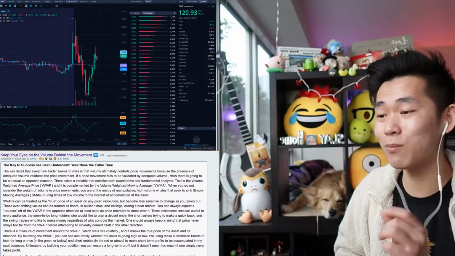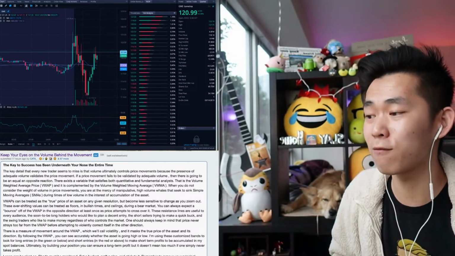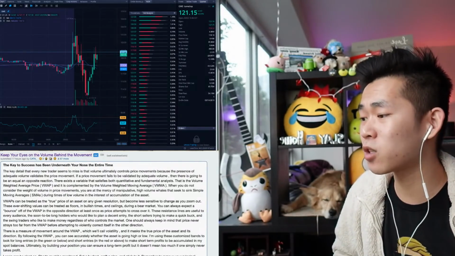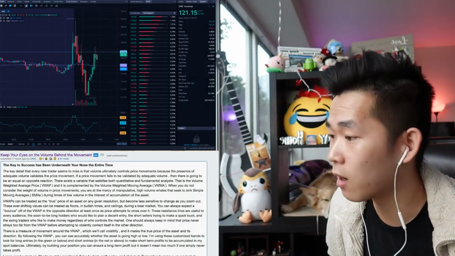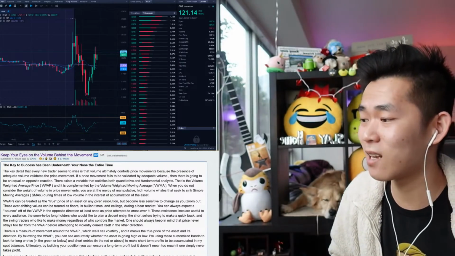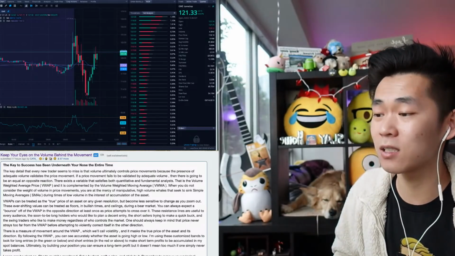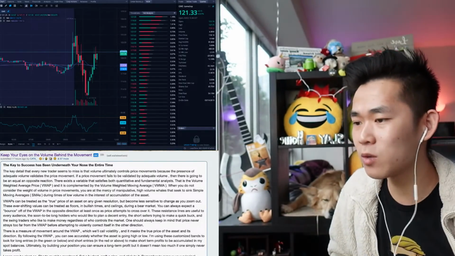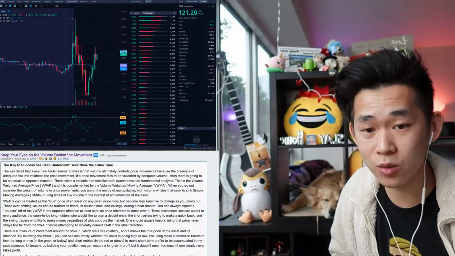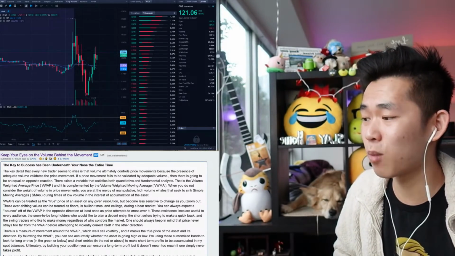One should always keep in mind that price never strays too far from the VWAP before attempting to violently correct itself in the opposite direction. There is a measure of movement around the VWAP. We call that volatility, and it masks the true price of the asset and its direction. By following the VWAP, you can see accurately whether the asset is going high or low. I'm using these customized bands to look for long entries in the green or below and short entries in the red or below to make short-term profits to be accumulated in my spot balances.